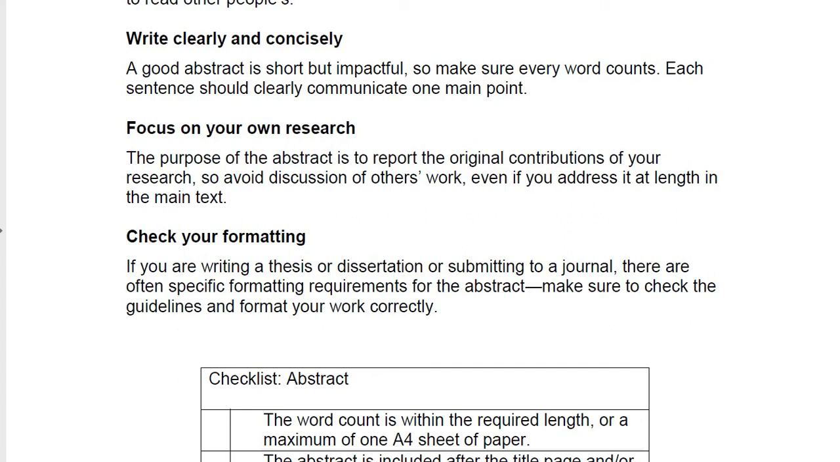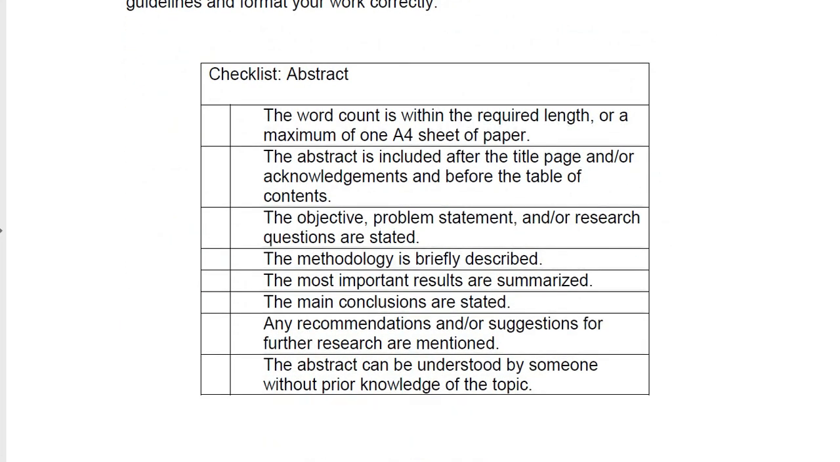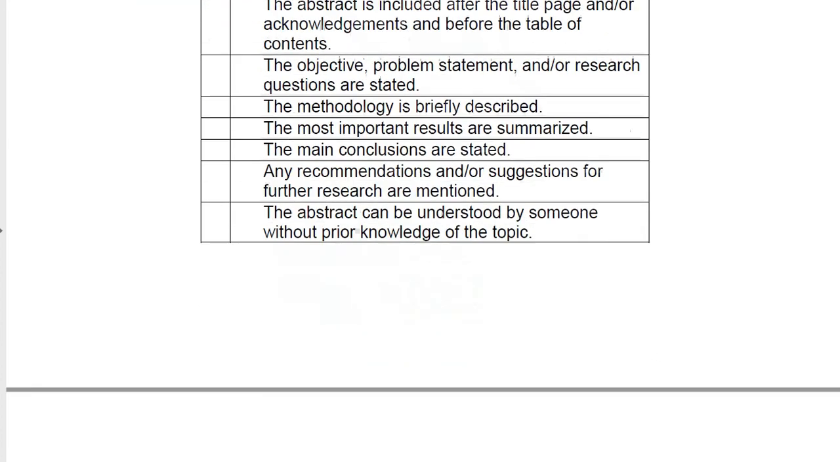Okay. So, just to finish, my dear students, here we see an abstract checklist. Is the work contained within a required length of a maximum of one A4 sheet of paper? If yes, you can put a check. So you can read, and if you fulfill all these points, you got it.